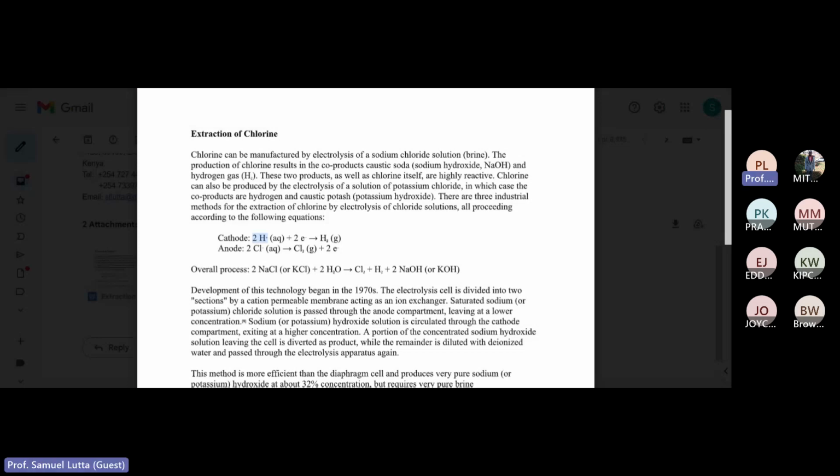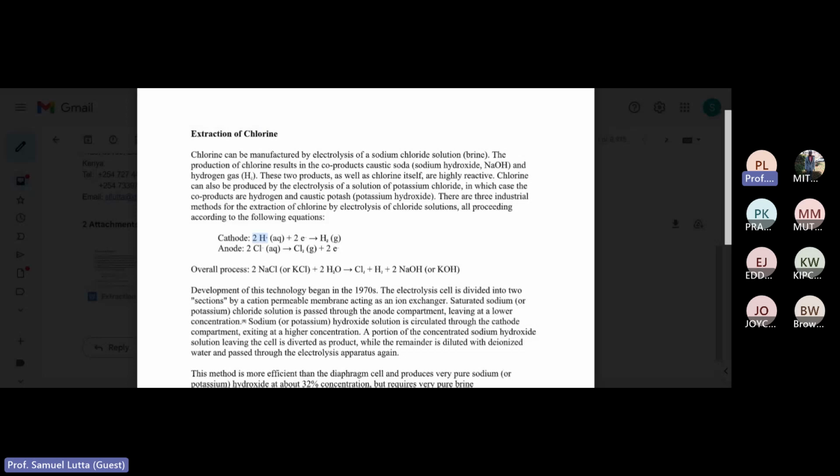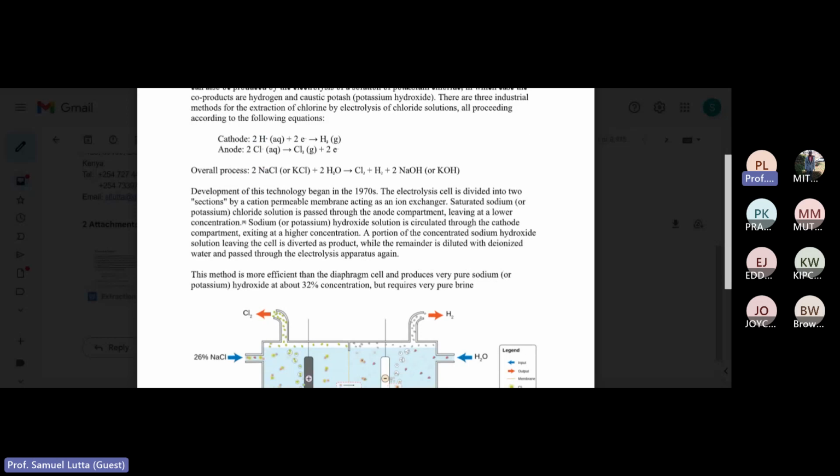The product that you get here from brine, which is a concentrated solution of sodium chloride plus water, is chlorine, hydrogen, and sodium hydroxide. If you are to use potassium chloride instead of sodium chloride, the product will now be chlorine, hydrogen, and potassium hydroxide.